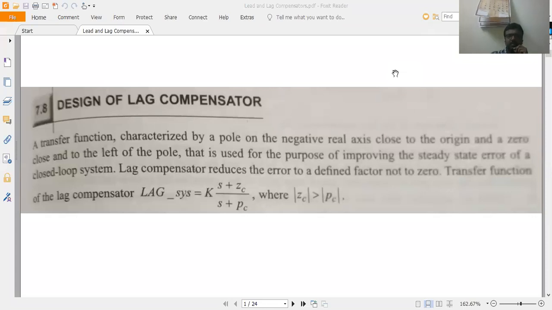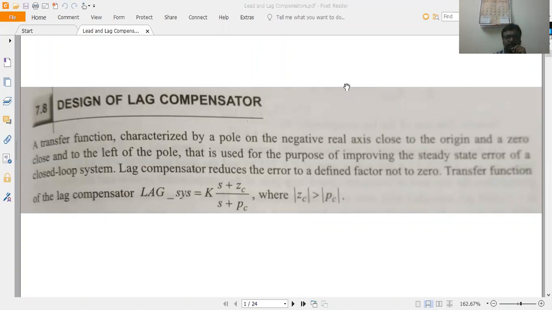So as far as the syllabus is concerned, these compensators are the subject regarding the digital system. In this one, we have two types of compensators as far as the syllabus is concerned. One is the lag compensator and the second one is the lead compensator. Lag compensators and lead compensators.